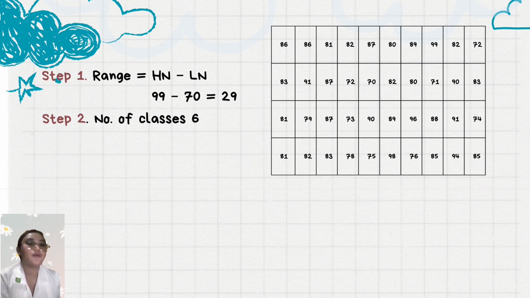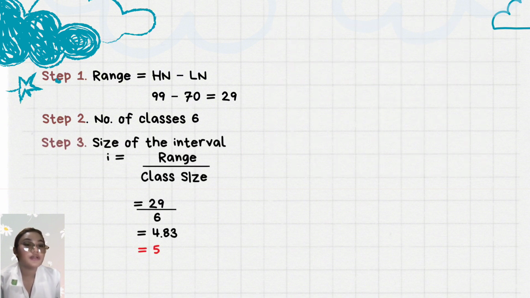So, the size of the interval is step 3. The interval is equal to the range divided by the number of classes. Or that is the class size. Class size is equal to, what is our range? 29 divided by 6, our number of classes. So, that is equal to 4.83. Okay? Rounded off, it is equal to 5. So, our class interval is 5.